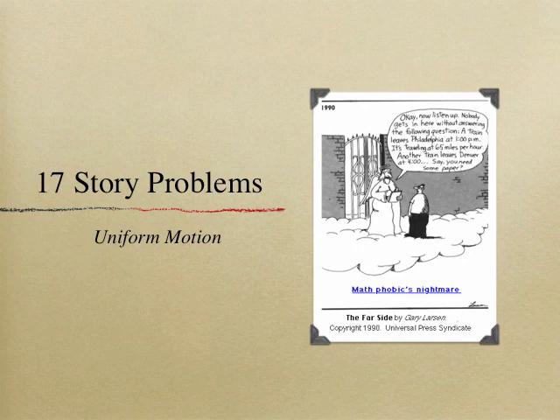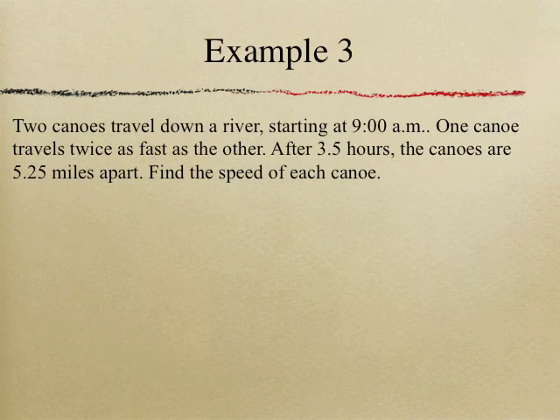Okay, time for our third example. Two canoes travel down a river starting at 9 a.m. One canoe travels twice as fast as the other. After 3.5 hours, the canoes are 5.25 miles apart. Find the speed of each canoe.